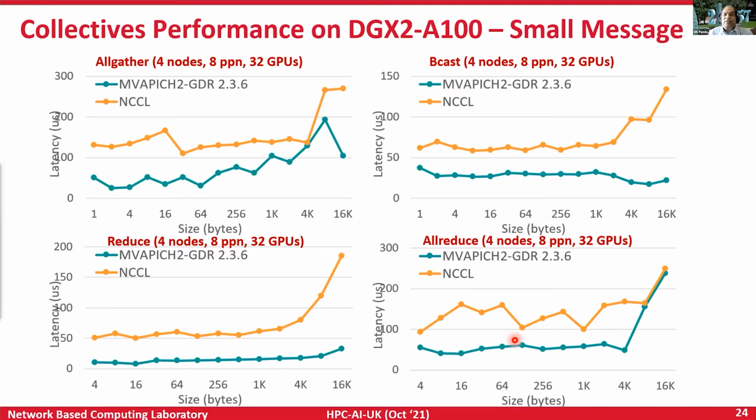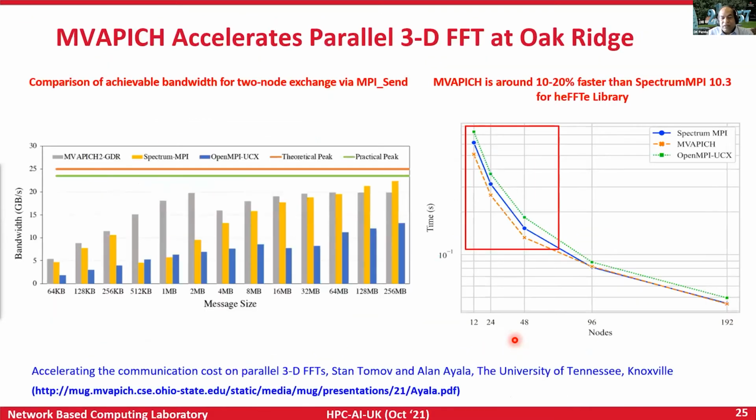If anybody is interested, we can give you an earlier version, and you can experiment on your DGX platforms. This is a result from Ookami's people. They are working on a library called HEFFT. These are run on the Summit system, which used to be number 1. Now it is number 2. As you can see, there is a performance comparison across the different MPIs: MVAPICH2-GDR, Spectrum MPI, Open MPI with UCX, theoretical peak, and practical peak. We are able to deliver very good performance here.